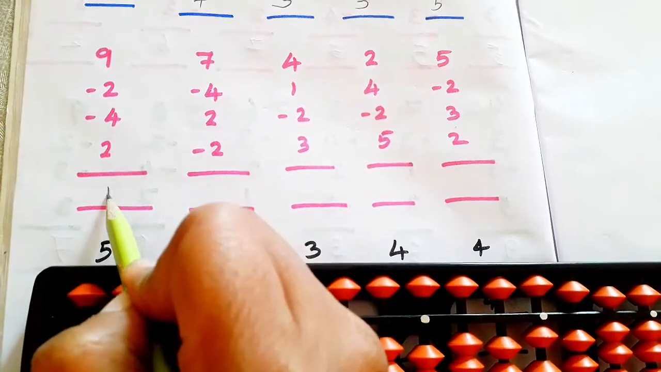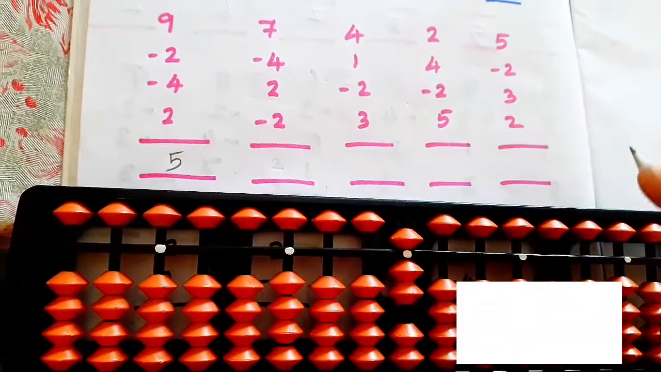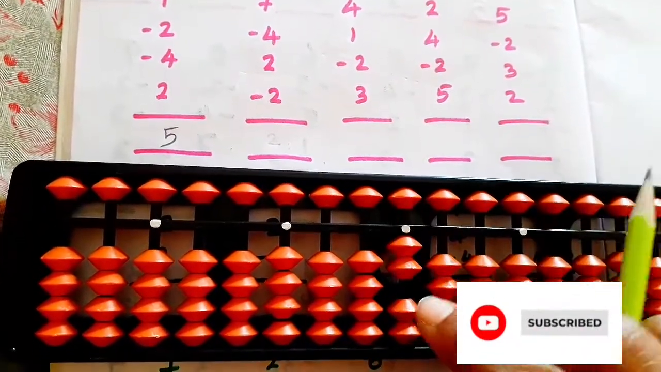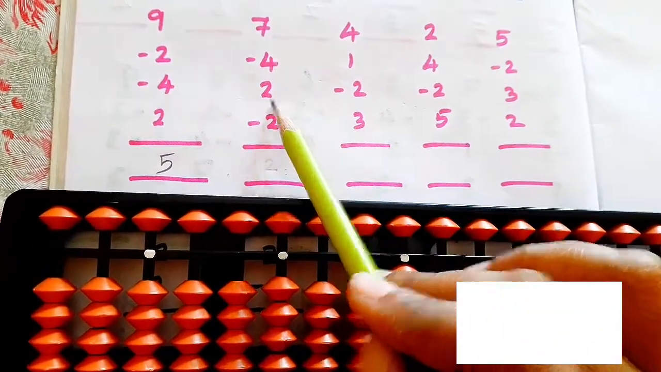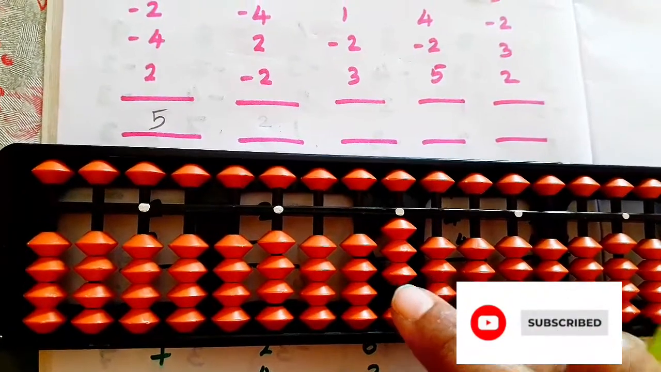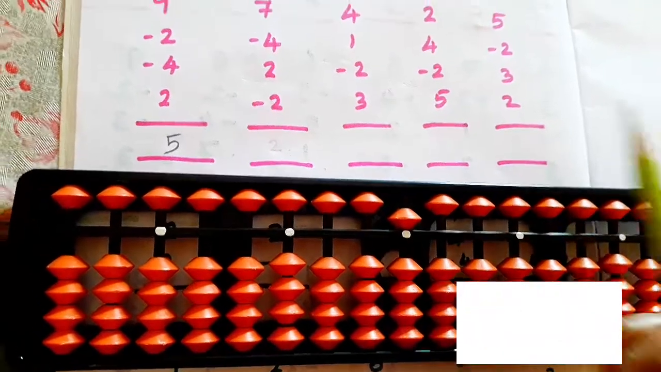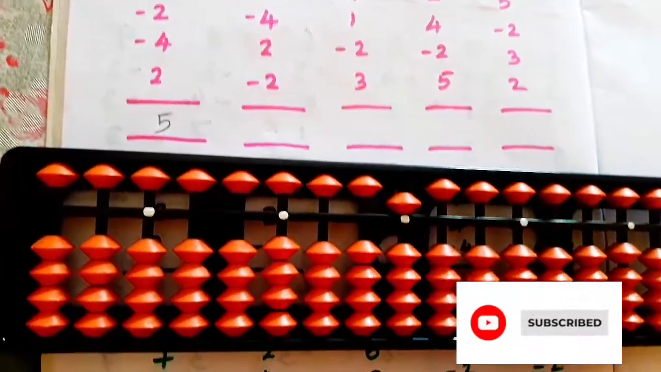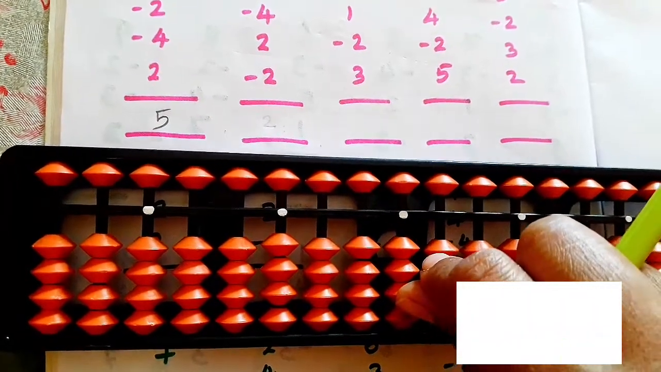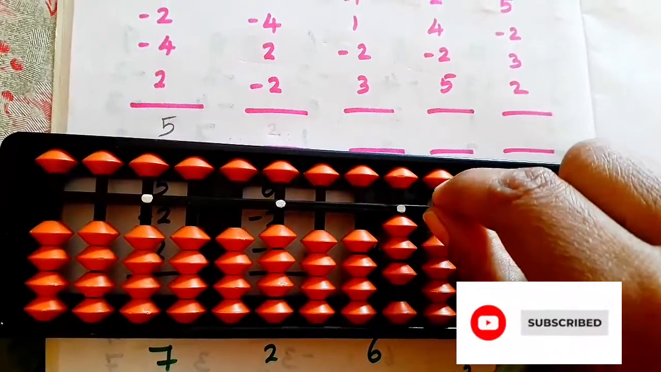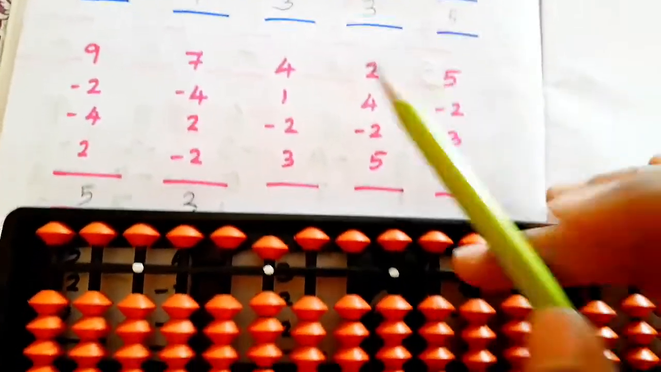Next sum 7. Next less 4. So less 4 means have to less 5, partner of 4 is 1, so add 1. Next number 2. So you have to add 2, partner of 2 is 3, so add 5 less 3. Next again less 2. Less 2 means less 5, add 3. So what is the answer? Answer is 3. Set 0. Okay, next number 4.